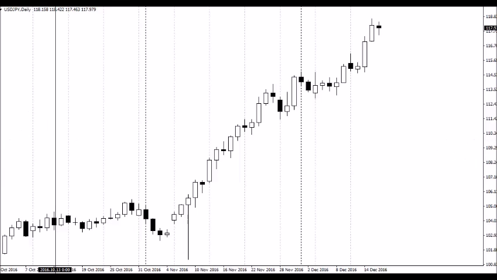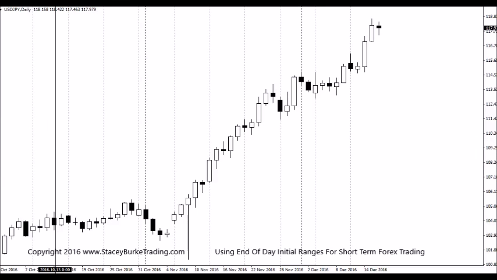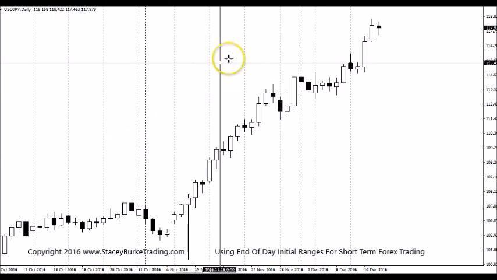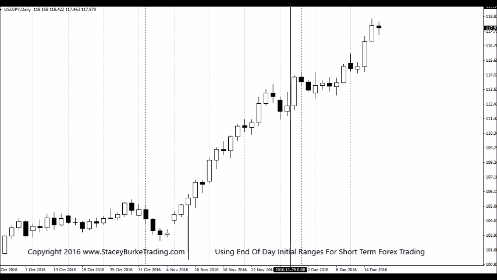G'day traders, Stacey Burke from Stacey Burke Trading, and today we're going to talk about looking for short-term trade setups using the end-of-day charts. Now, one of the things I look for on my hourly trading is, as you know, I primarily wait for the Asia close, but one of the things that I look at is the Monday-Tuesday initial balance from the end-of-day charts.